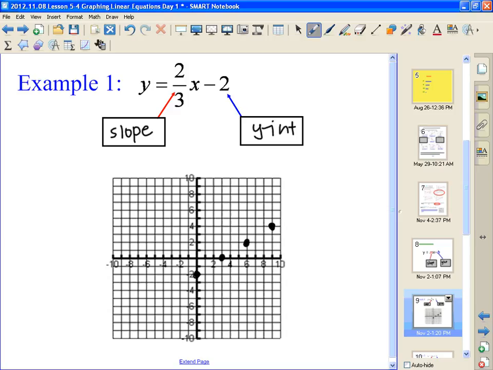Okay? Then, because it's a good idea to make your graph go across the entire grid that you're working on, I'm going to go back to my y-intercept, so my original starting point, and I'm going to go down 2 and to the left 3. And I'll put a dot there. And then again, I'm going to go down 2 and to the left 1, 2, 3. I think you can get one more on there.